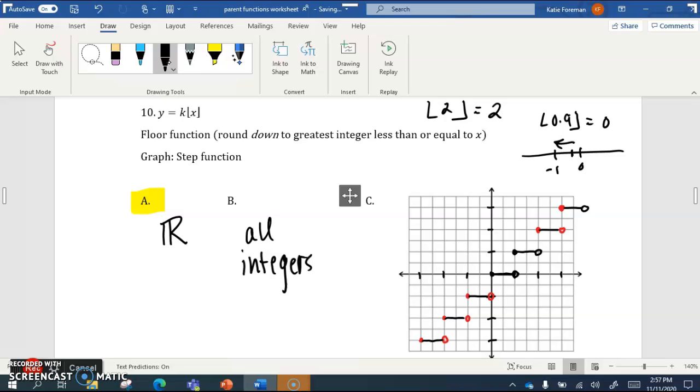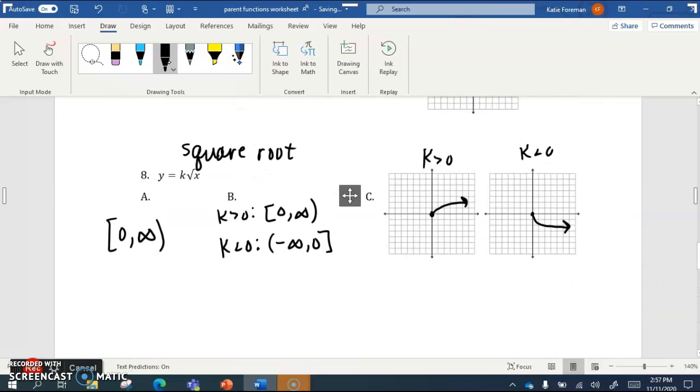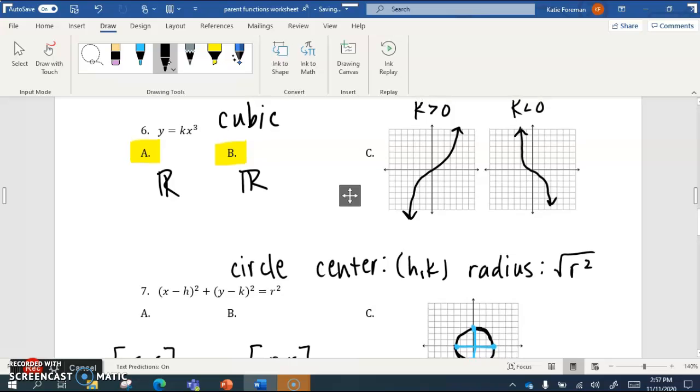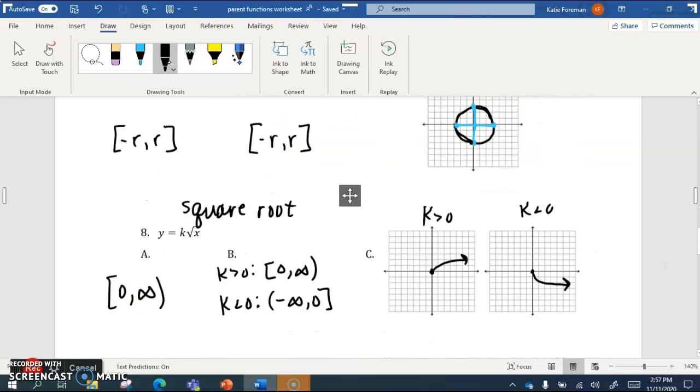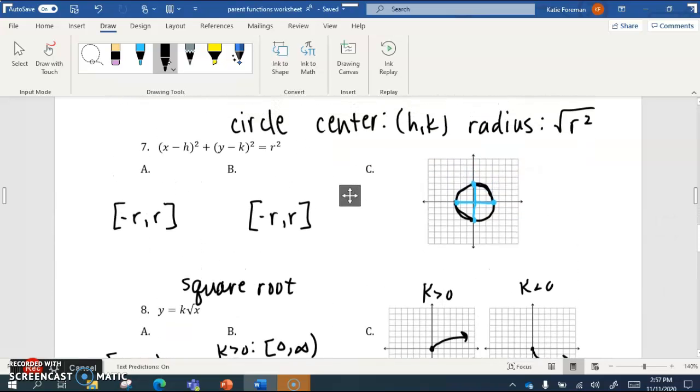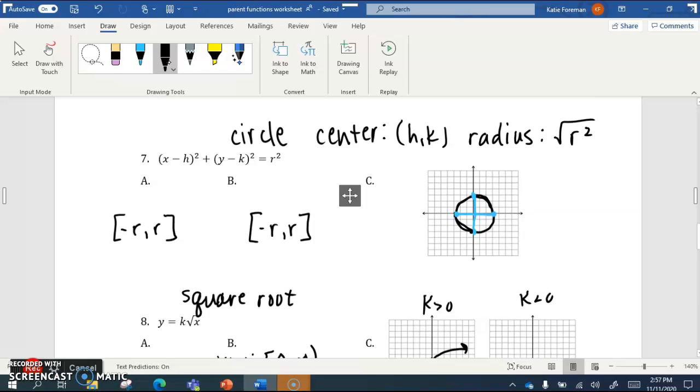But of all these functions, the floor and the circle are the ones that we would need a little bit more work with. But the other 8, you have to be able to recognize what those graphs, what those parent functions are, and what their domain and range are. Okay, thank you guys.